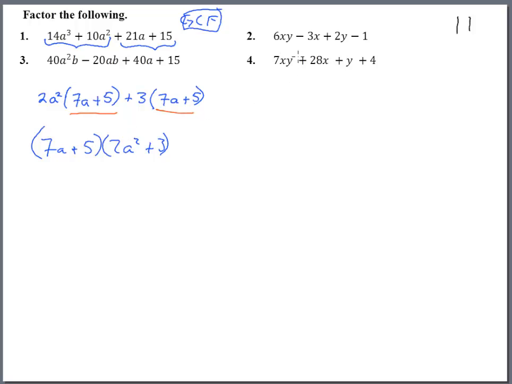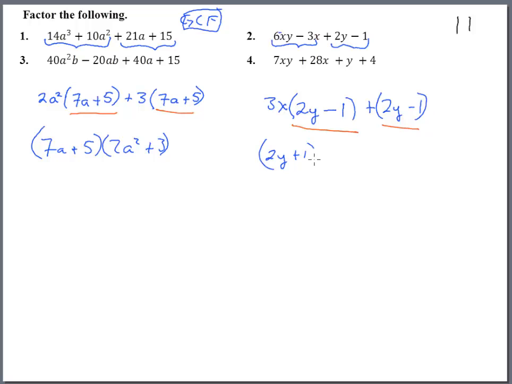Number 2. Again, let's see if we can pull out the greatest common factor. Nope, nothing doing there, so we group these 2 together and group these 2 together. We can pull out a 3x, and it gives us 2y minus 1, plus 2y minus 1. And now again we see, ta-da, this is the genius behind grouping, that we can pull out 2y plus 1, and we're left with a 3x, plus, well, just plus 1 there.